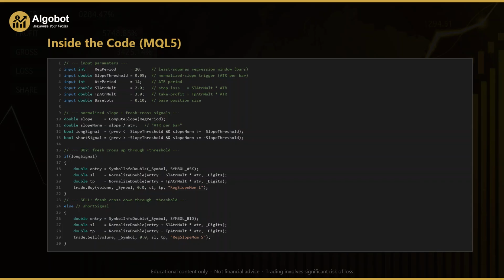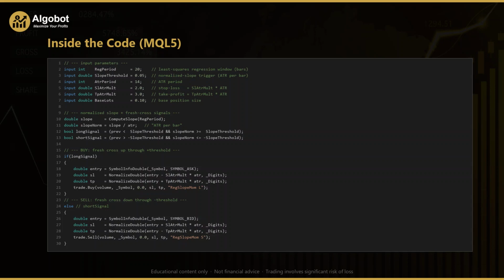Now look at the buy block. When the long signal is true, the entry is taken at the ask price. The stop loss is placed 2 times ATR below entry, and the take profit 3 times ATR above it, before calling trade.buy. The sell block mirrors this exactly.